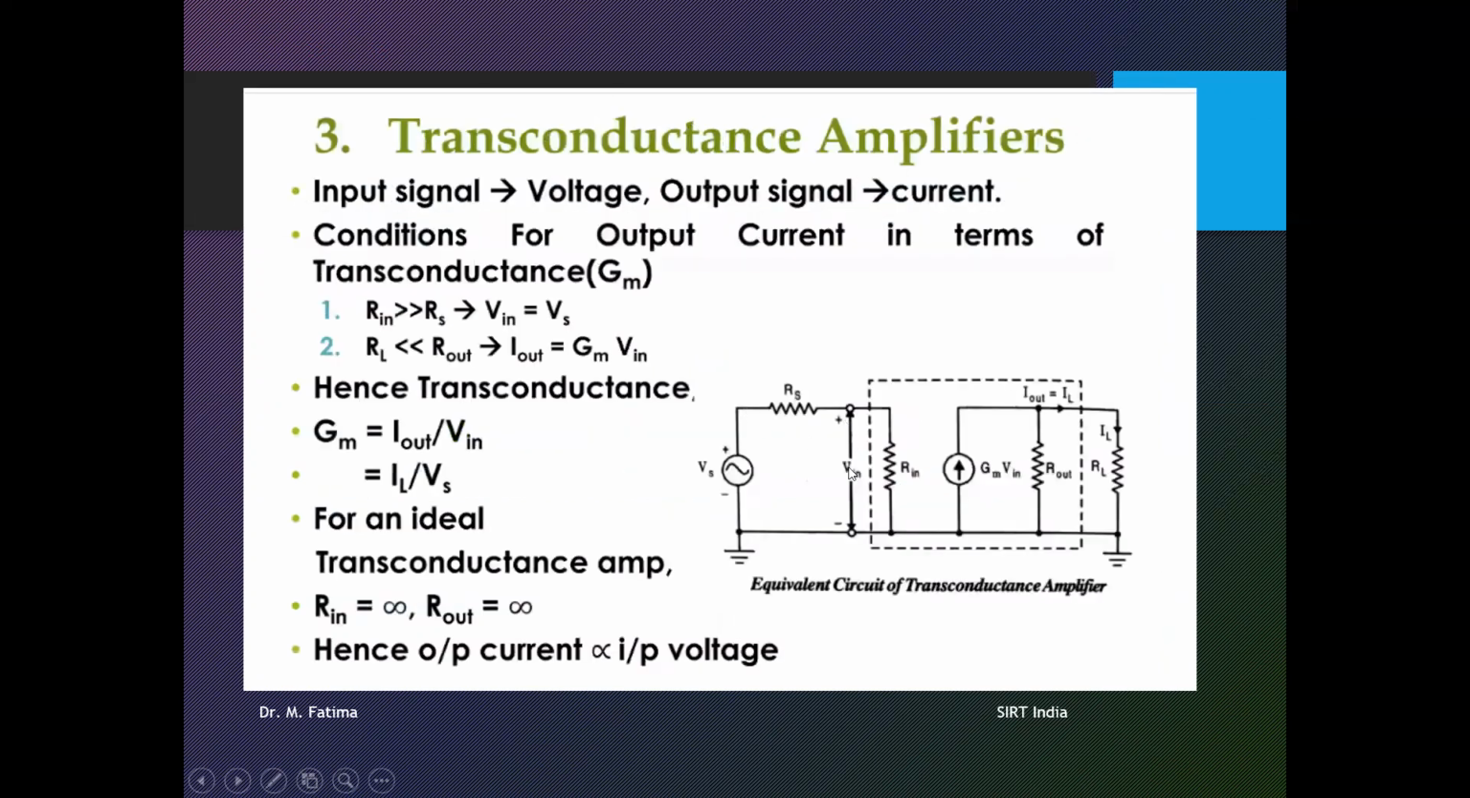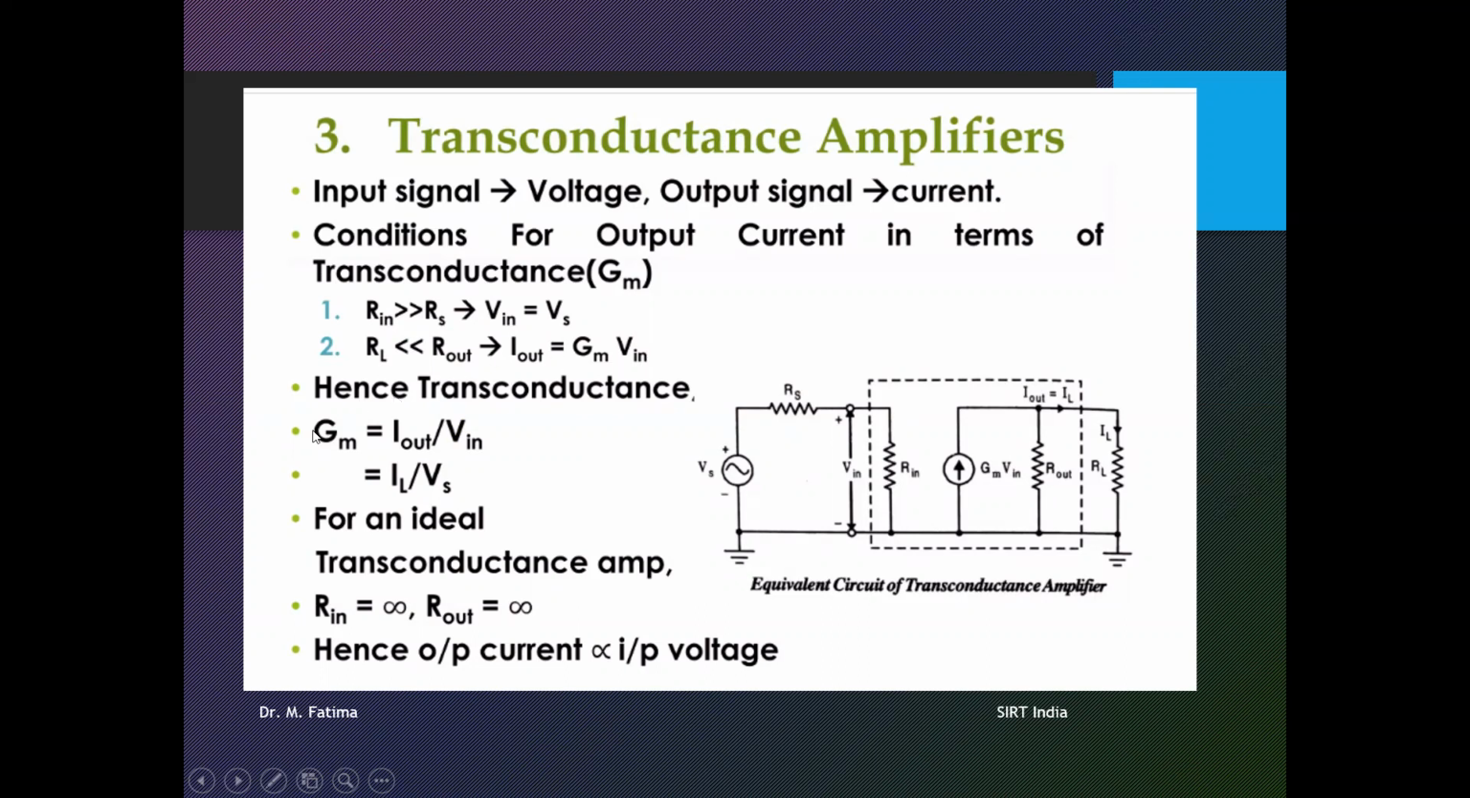Now this diagram is showing the equivalent circuit of the transconductance amplifier. Vs is the source voltage, Rs is the source resistance, Rin is the input resistance, GmVin is representing the current source, and output resistance is denoted by Rout, and RL is load resistance. Iout is the output current.